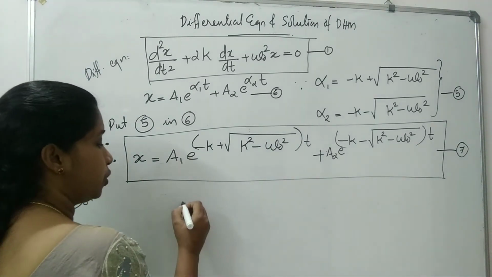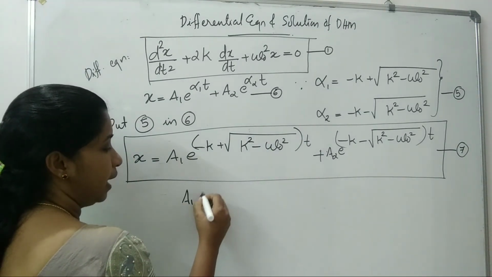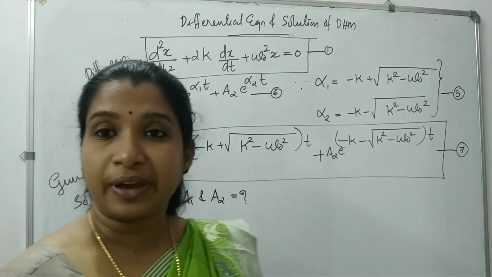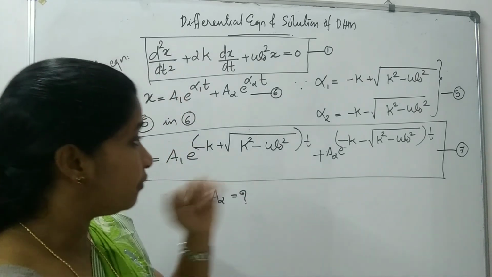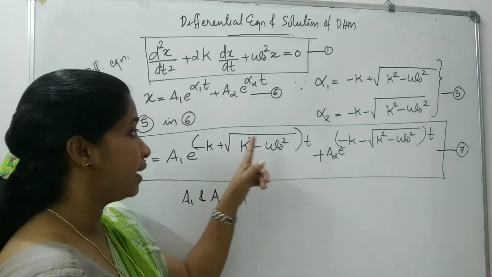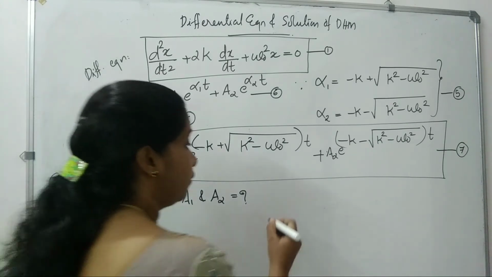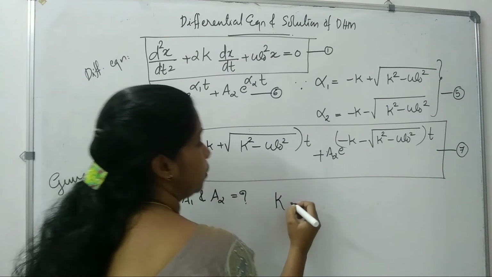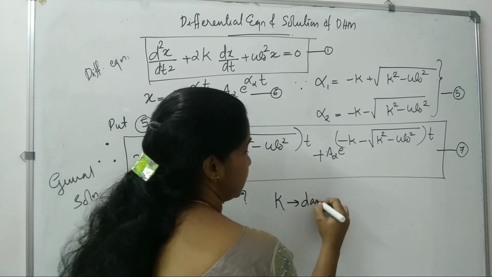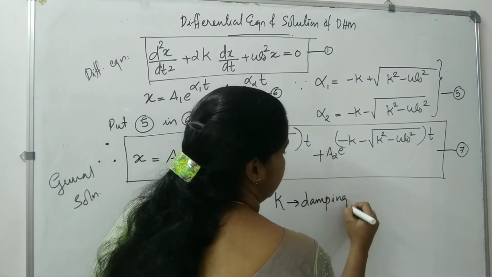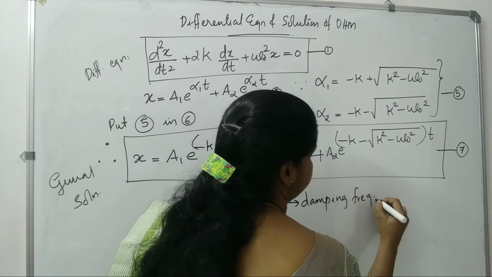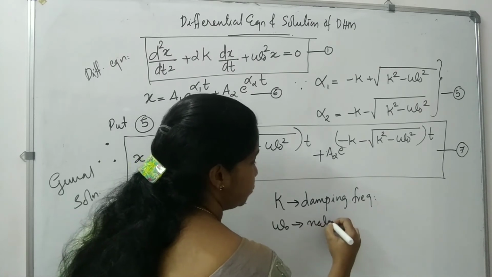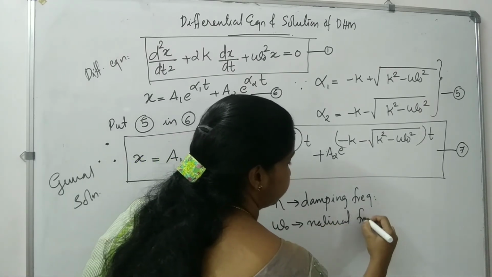Here a1 and a2 are unknown constants. We have to find out the value of a1 and a2. But here one problem is there. What is k and what is omega 0? We know this k term is associated with damping. So k is the damping frequency. And omega 0 is the natural frequency.